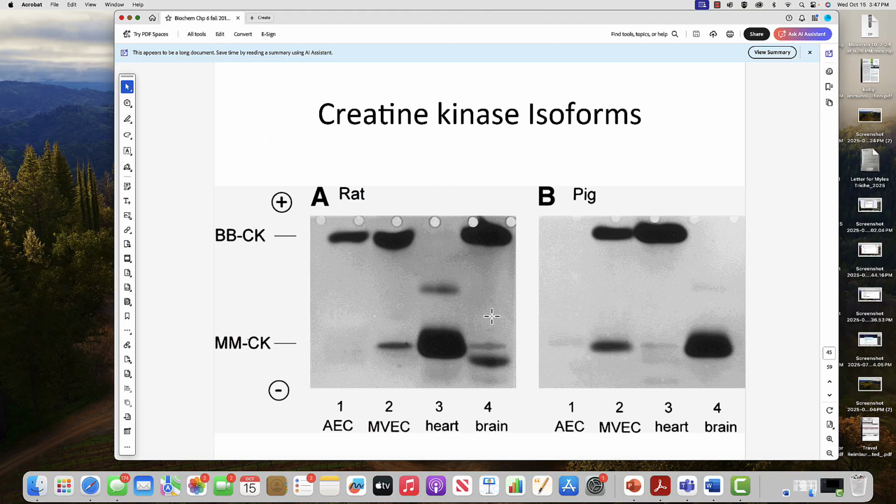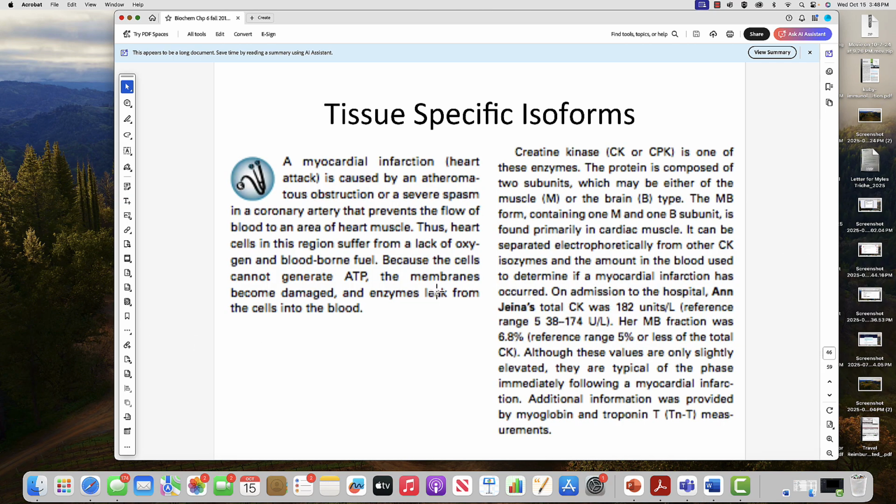So here is a diagram showing you how you can identify the different creatine kinase isoforms, whether it is the heart or the brain. There's the BB, brain, and then you have the MM for the skeletal muscle. All right, so I want you to pause at this point and read this. I kind of talked about it already, but this is a clinical vignette to help you understand the patient angina. And it also helps tie in creatine kinase in the myocardial infarction, which is the heart attack.